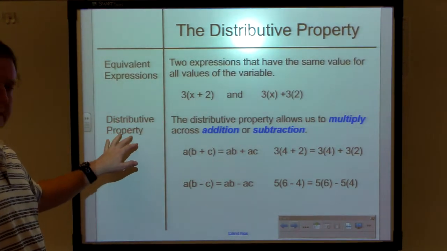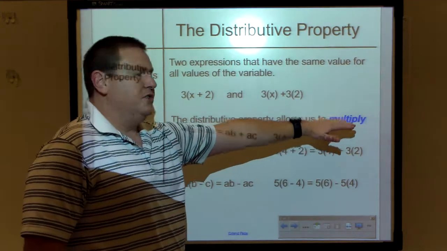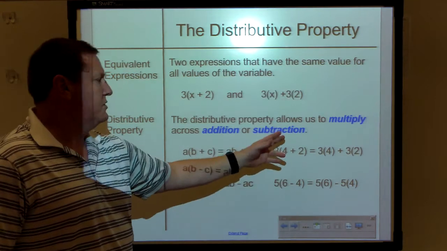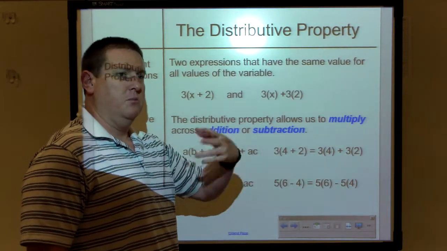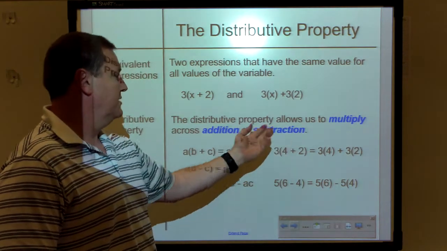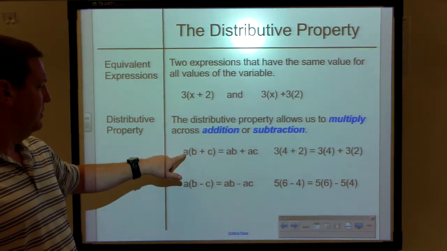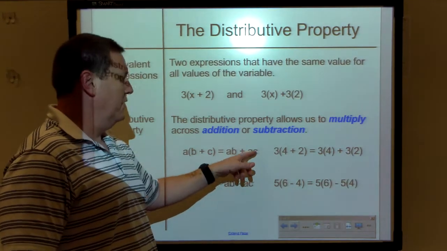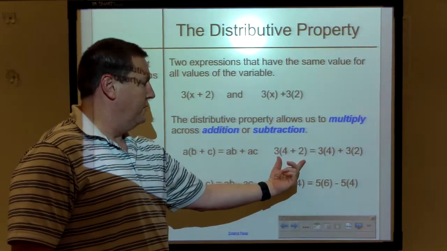The distributive property. This allows us to multiply, not divide, but multiply across addition or subtraction. This does not work with multiplying across multiplication. It only works with multiplication across addition or subtraction. So here's an example. A times b plus c is the same thing as a times b plus a times c. And you can see we have an example here.